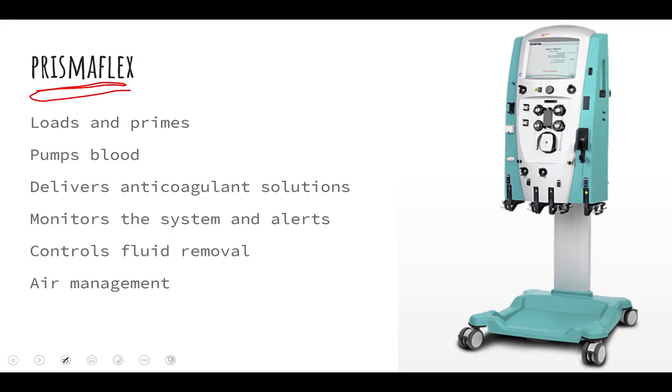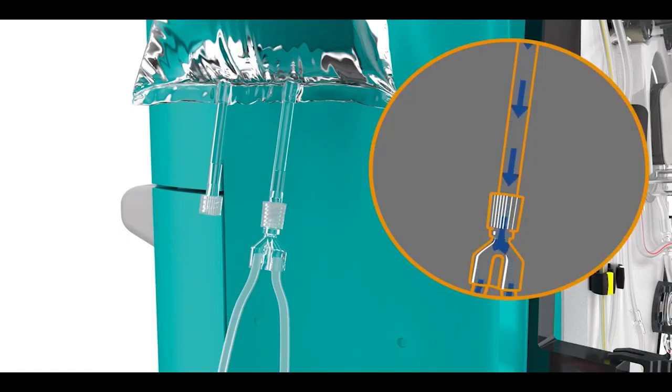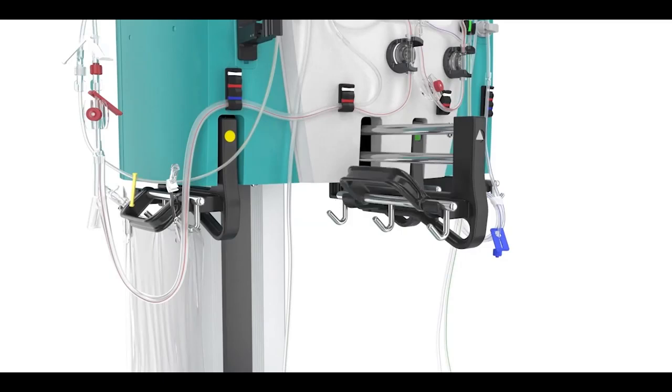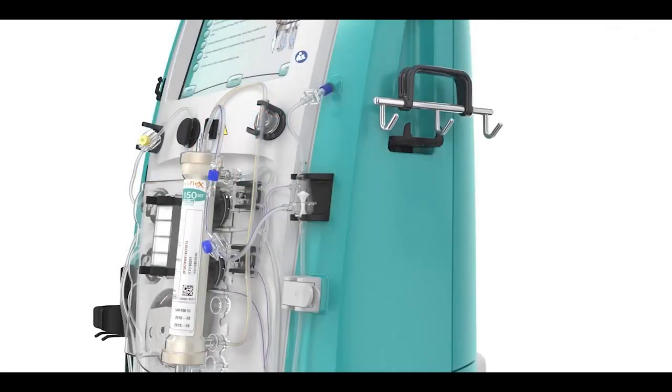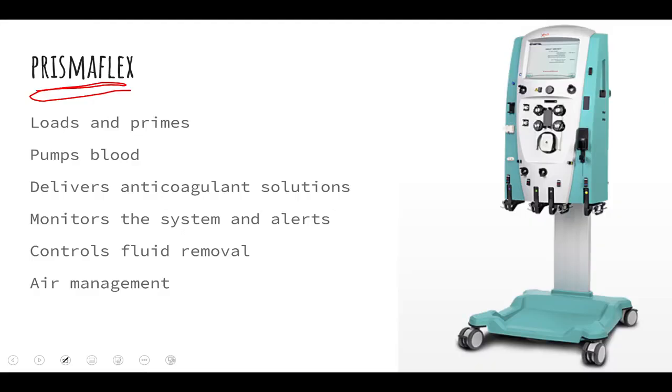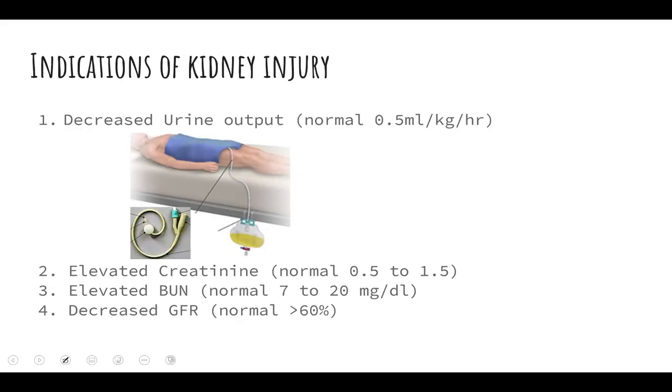The other is air management. Now, you do not want to inject any air into the patient. When the blood is going through the tube, there's a good chance some air might sneak into it. So the Prismaflex device has a pretty good system where it detects this extra air, and we'll talk about it more later on in this video, but it will allow us to remove that extra air before it gets to the patient.